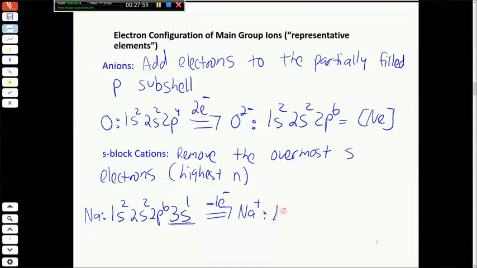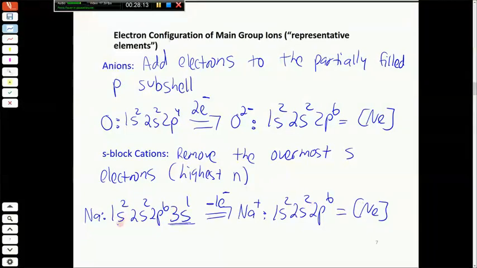And that gets us to the 1s2, 2s2, 2p6 configuration. So that s electron was lost altogether, and that's also the same configuration as neon. So in this case, by losing one electron, this outermost 3s electron, we also achieve a stable noble gas configuration.